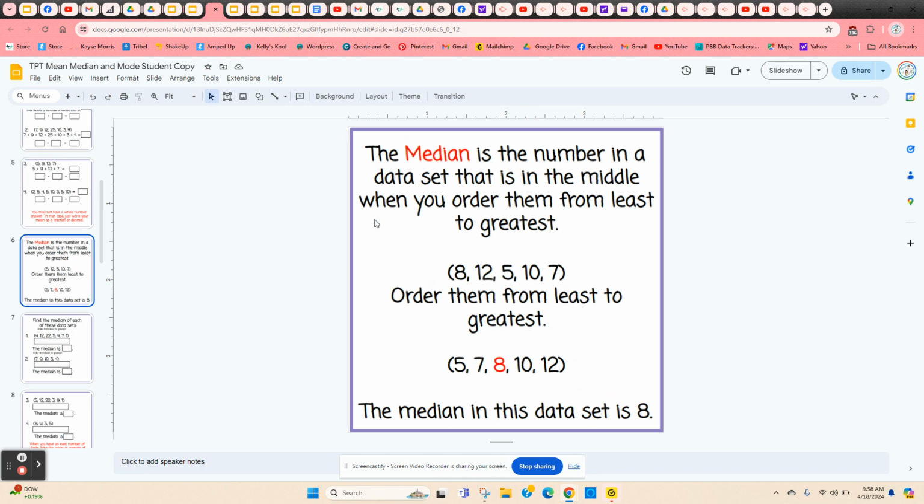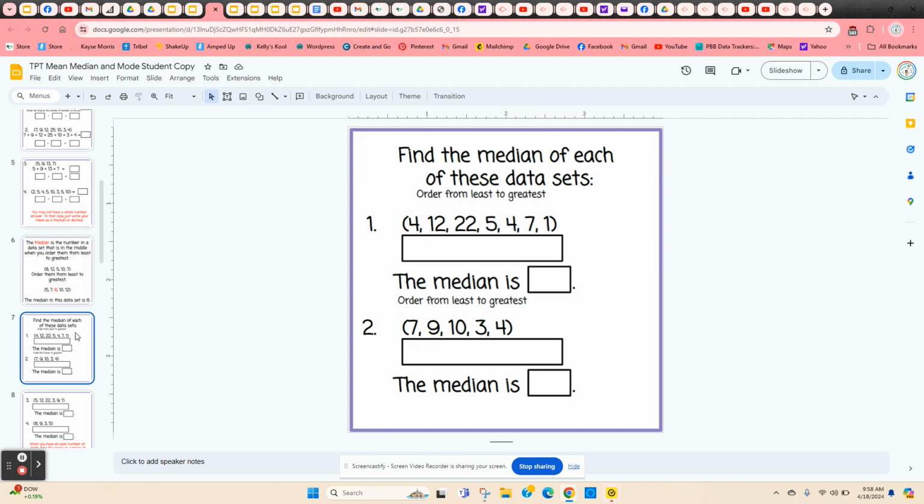We move on to median. Median is the number in the middle when we put all the numbers in order from least to greatest. So here, if we put these numbers in order, we get a number in the middle of 8. So our median is 8. Students are going to be doing that on the next slide.